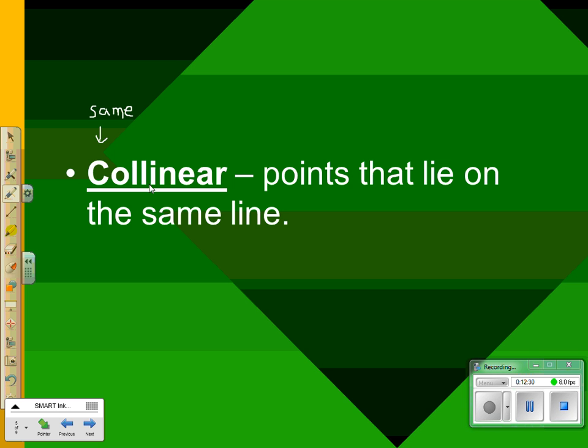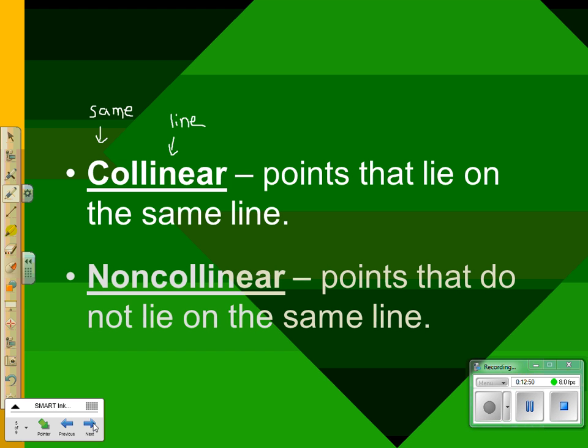And then look at linear. What do you already know that pretty much is? Yeah. So that tells you what the definition is right there. Collinear literally means same line. Points that are on the same line. So our next one is non-collinear. What's that going to mean? Exactly. Non-collinear, points that do not lie on the same line.